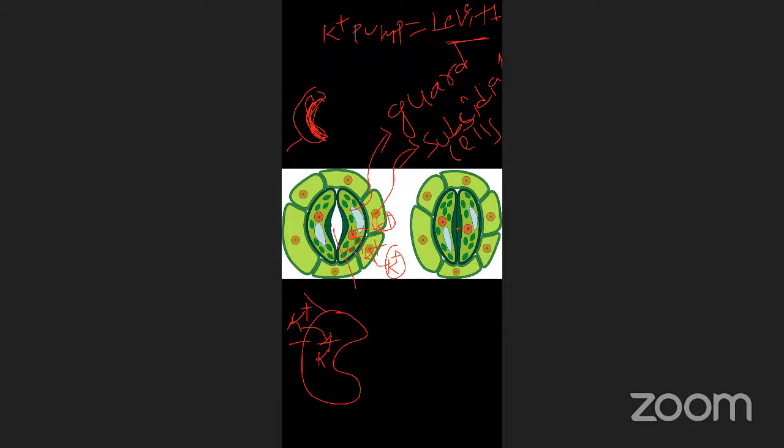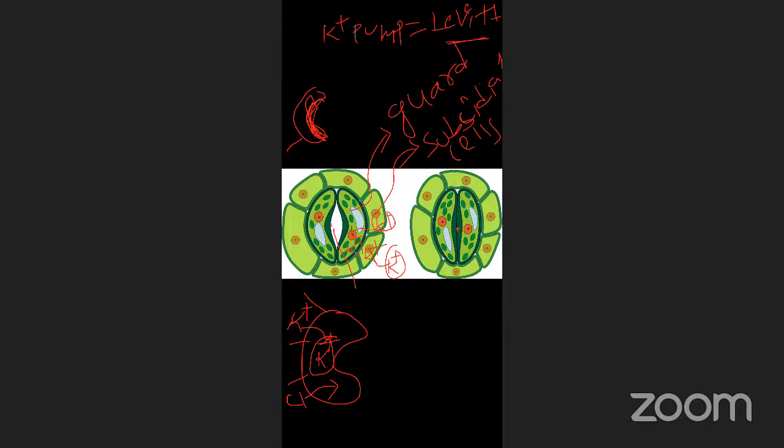It is carried out in the presence of light. This, coupled with efflux of protons, leads to an increase in the pH of the guard cells. Accumulation of K plus ions into the guard cell is associated with passive influx of Cl minus ions. While K plus enters the guard cell, chloride also enters. That means K plus with Cl minus flows into the guard cell, right?